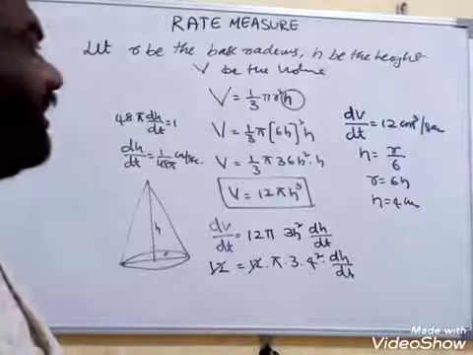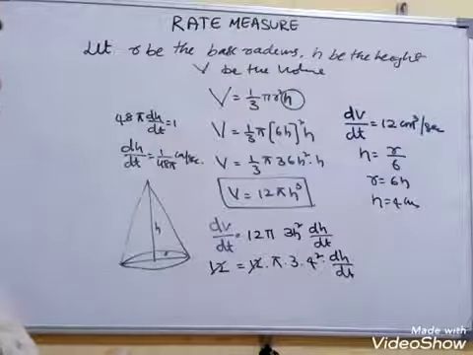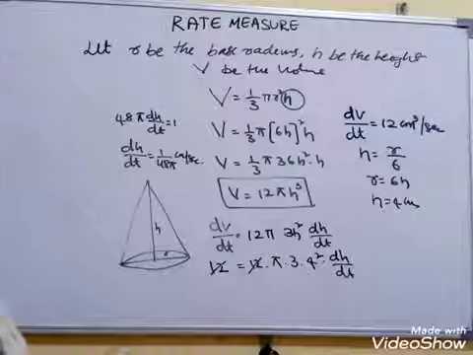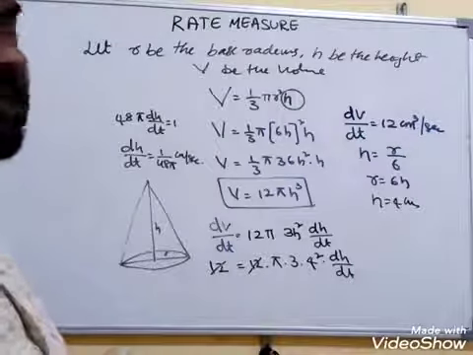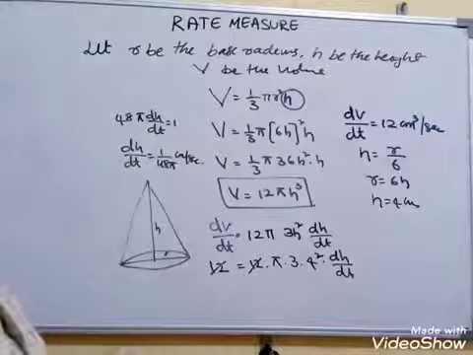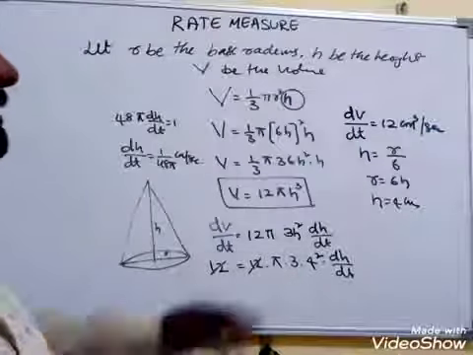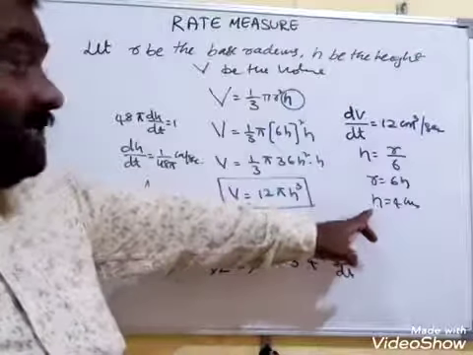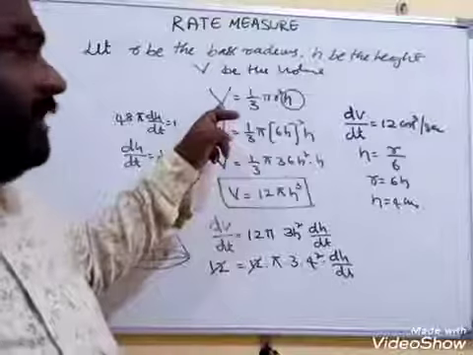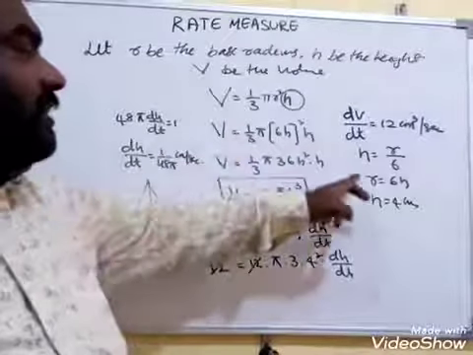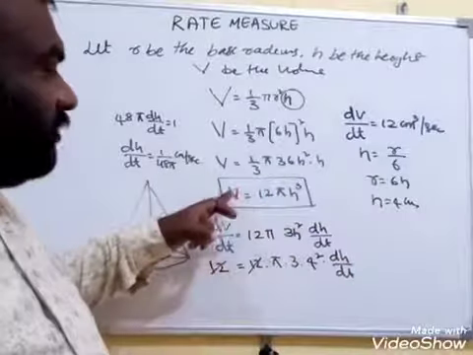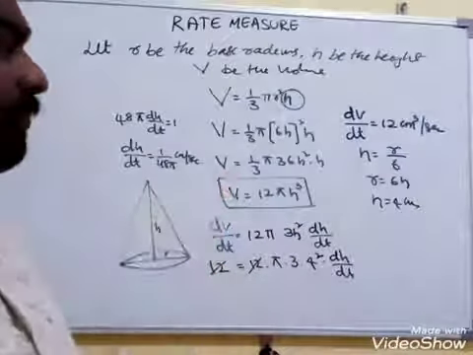If you read what they have given, sand is pouring at 12 pi cube centimeters per second, and the height of the sand cone is always 1 by 6 of the base radius, and you have to find the change in height when the height is 4 centimeters. That means you have to reduce V into the H term. Therefore, H is equal to R by 6, so R is equal to 6H. Substituting, you get V is equal to 12 pi H cube.